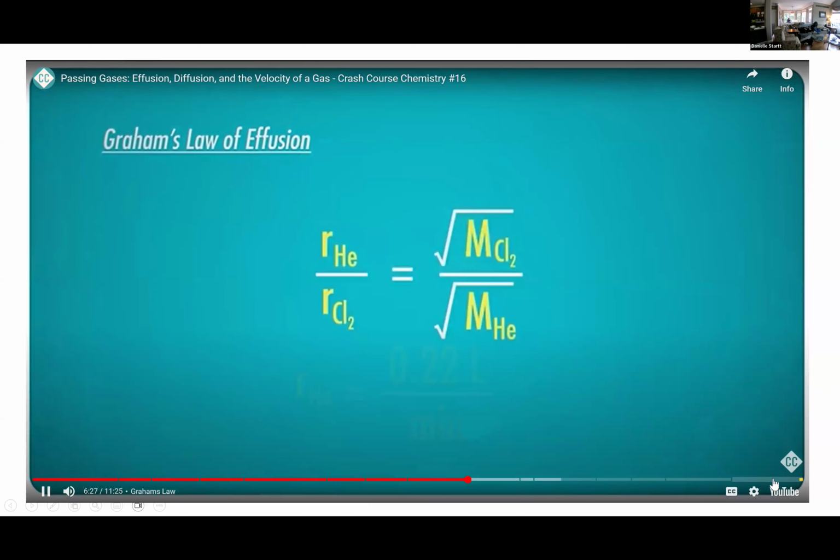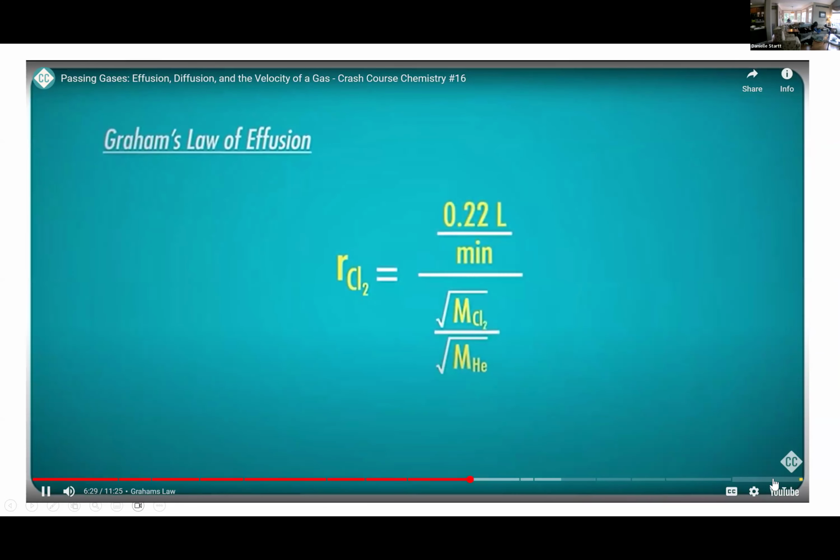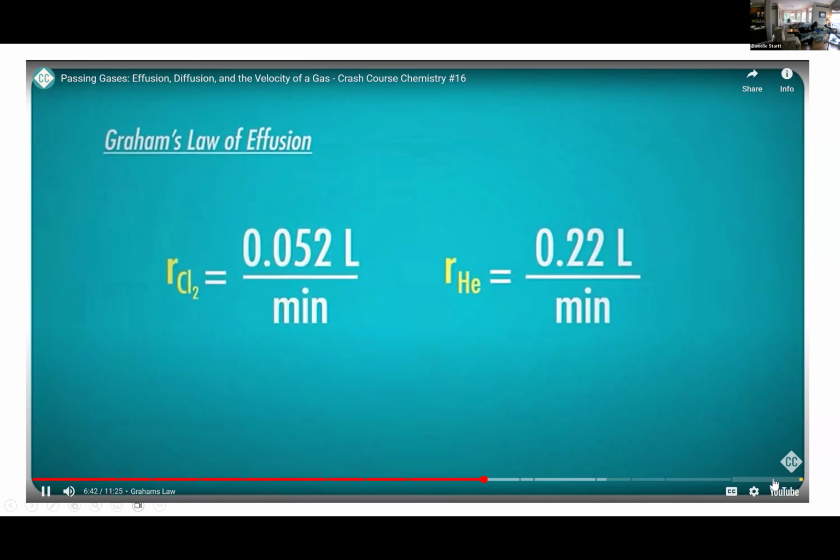So we plug that into the main formula. Chlorine gas has a molar mass of 2 times that of atomic chlorine, 35.5 times 2 equals 70.9, and helium's molar mass is 4.00. Put those numbers in too. Careful calculation shows that Cl2's rate of diffusion under these conditions would be 0.052 liters per minute, significantly slower than helium. This, of course, is reasonable because Cl2 is much more massive than helium.